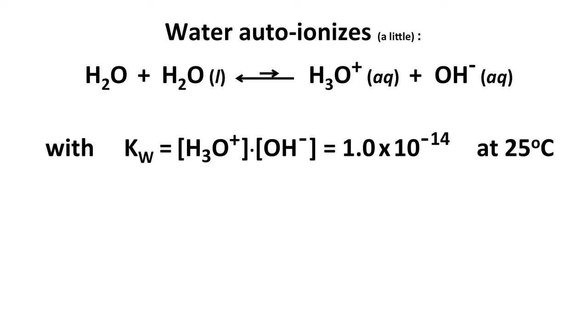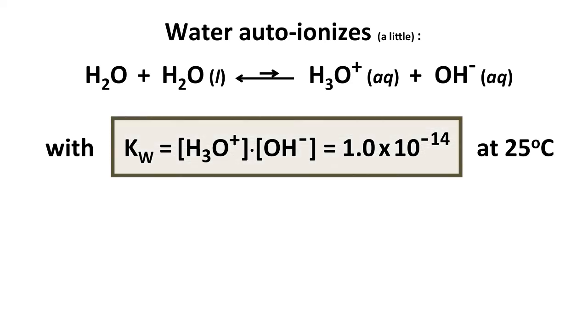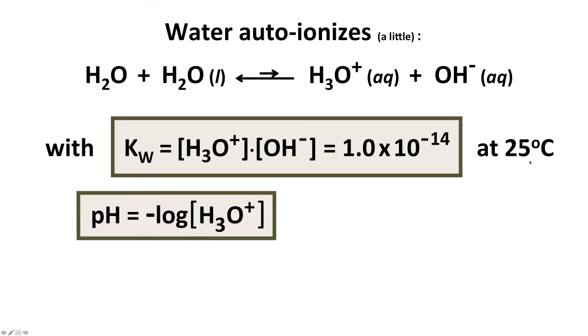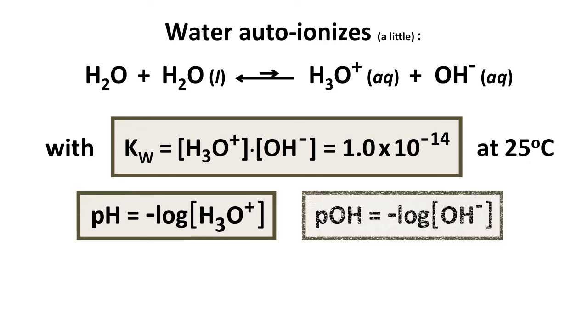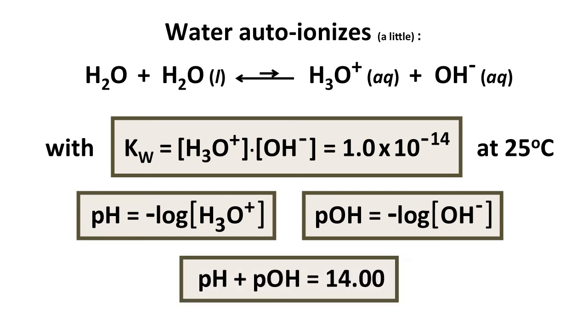So here's a summary of the water autoionization, the ion product constant, K sub W, and the other mathematical relationships for aqueous solutions in general. So K sub W equals H3O plus concentration times OH minus concentration, and that equals numerically 1.0 times 10 to the minus 14th at 25 degrees Celsius. pH is negative log of H3O plus. pOH is negative log of OH minus. And pH plus pOH adds up to 14.